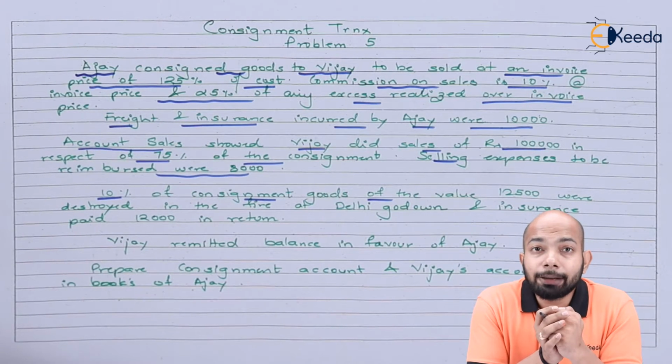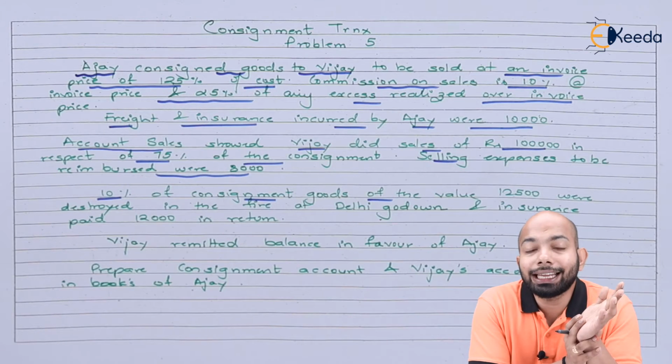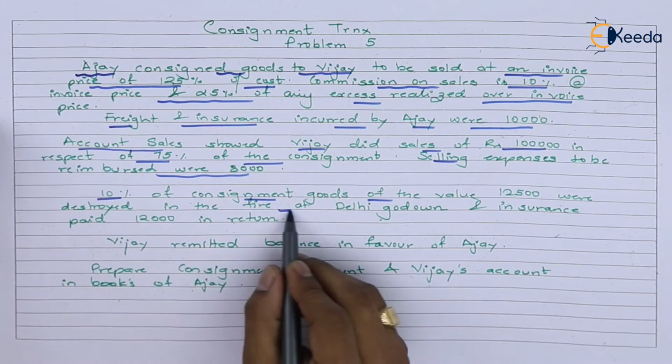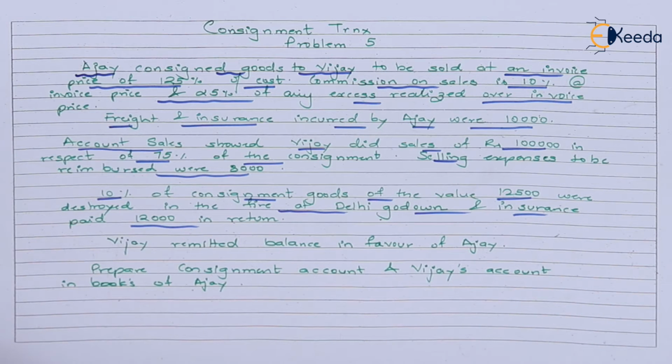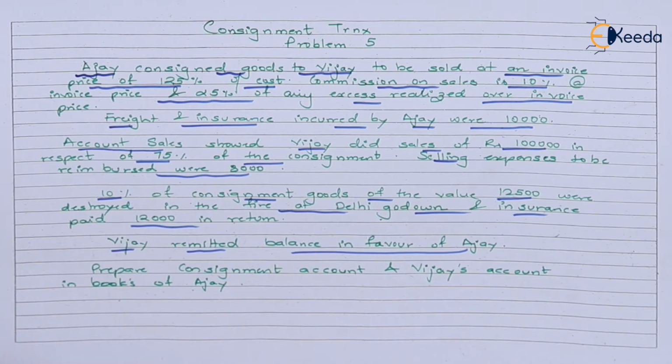10% of the consignment, valued at 12,500, was destroyed at the Delhi godown, and the insurance company paid 12,000 in respect of it. So the goods that were destroyed were 12,500; however, the amount received from the insurance company was 12,000 rupees. Vijay remitted the balance amount in favor of Ajay, and now we have to prepare the consignment account and consignee's account in the books of Ajay itself.